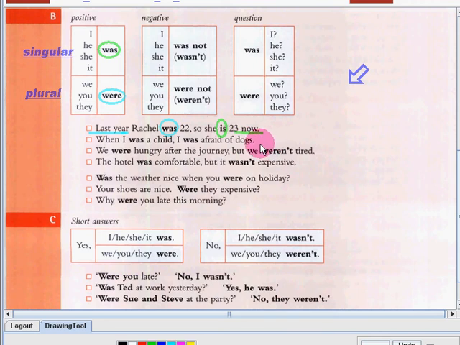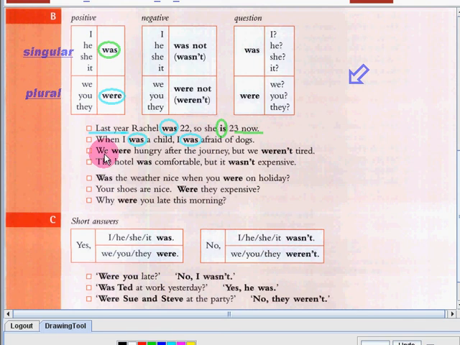Let's go on to the second one. When I was a child, I was afraid of dogs. In this sentence, we use the verb was, which means it's already in the past tense. Why? Because this happened when the speaker was still a child, but now he's an adult. When he was a child, he was afraid of dogs. So maybe now that he's an adult, he's not afraid of dogs anymore.